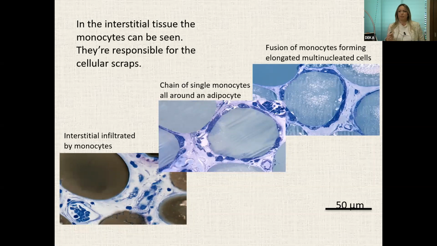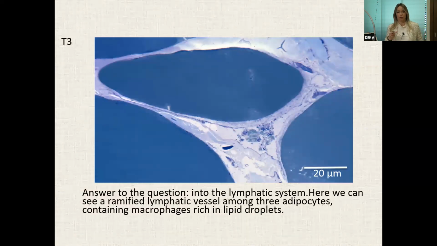These lipid drops, fatty acids, go into the interstitial tissue. Here they are recognized as scraps from our body. So monocytes arrive, they form a multinucleated cell all around adipocytes, and macrophages start doing their job. So they start eating all these scraps. The macrophages, rich in lipid droplets, go into the lymphatic system. So here we can observe a lymphatic vessel between three adipocytes. And here you see the macrophage rich in lipid drops.